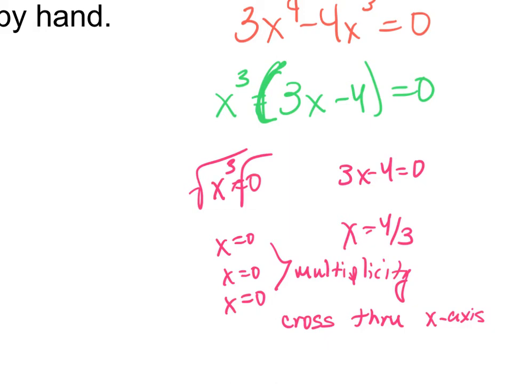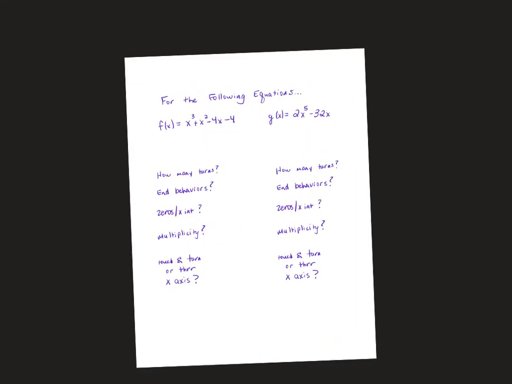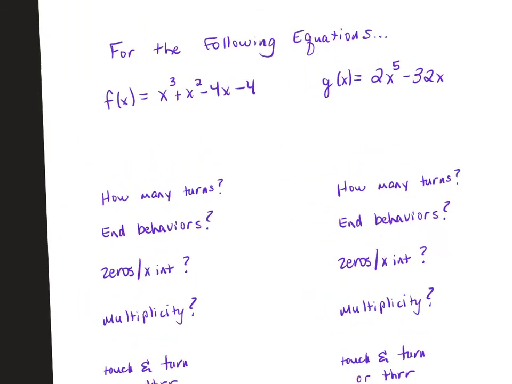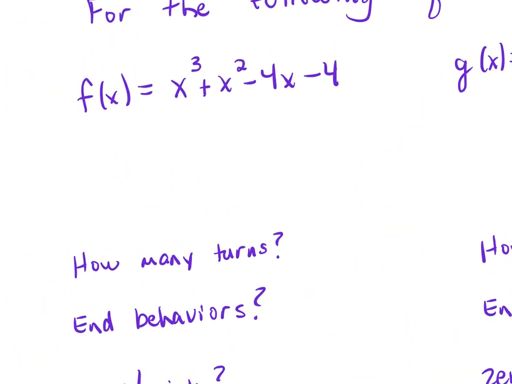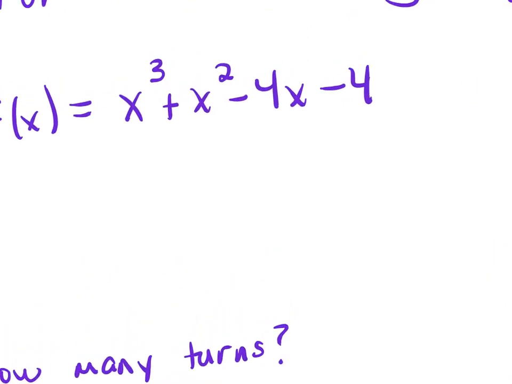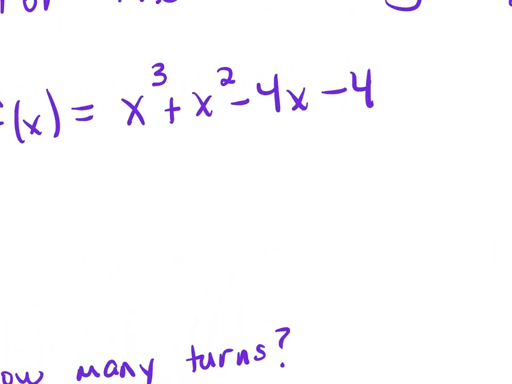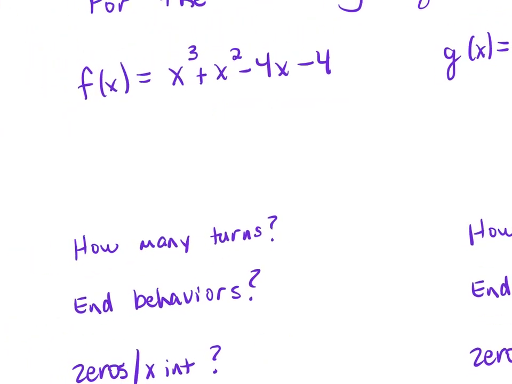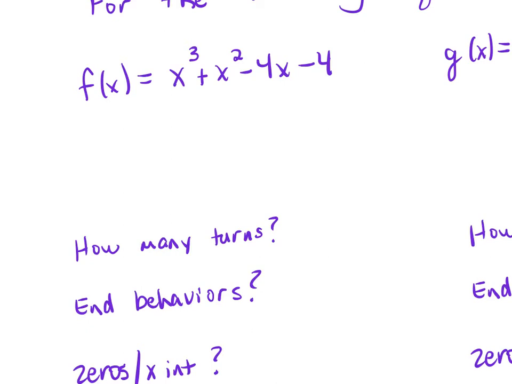Okay, this next slide you guys don't have. So write it down for me, please, and we're going to do these 2 together. For this first one, I'm going to answer all these questions. First thing I'm going to say is how many turns are there? Well, where do I look for turns? Tell me what to do. N minus 1. So the biggest exponent is 3, minus 1, so I have 2 turns.